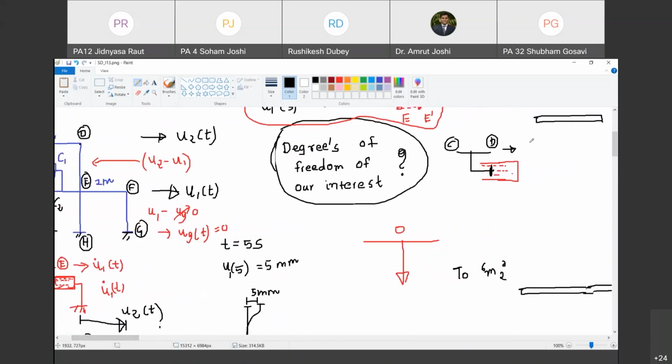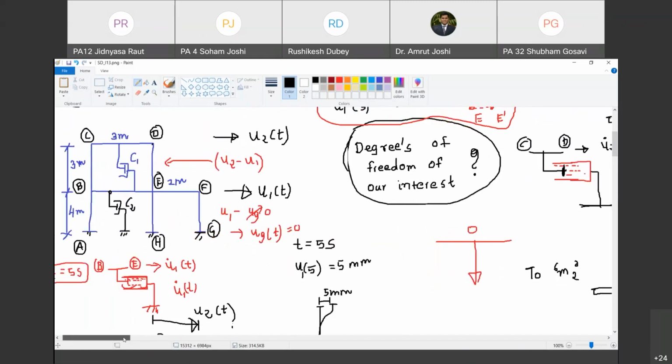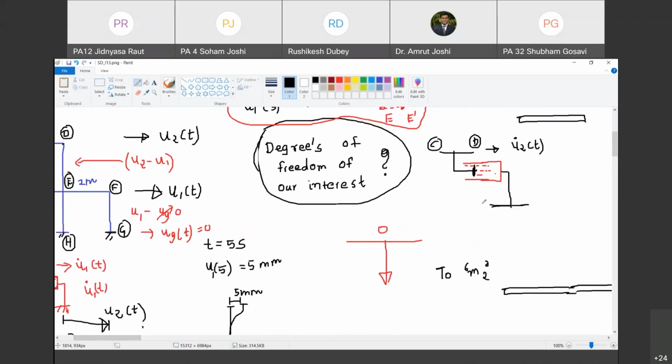U2 dot. U2 dot of t. Yes. Happy? And what is the velocity with which the cylinder will move now? Is it stationary, or is U1 dot of t also moving? Yes, it is moving because it is connected to B. Are you with me?